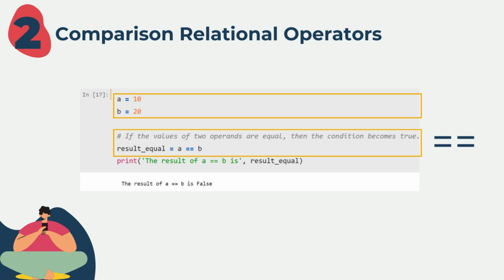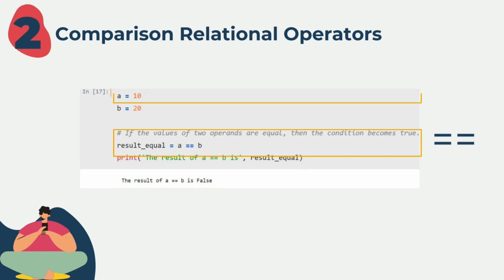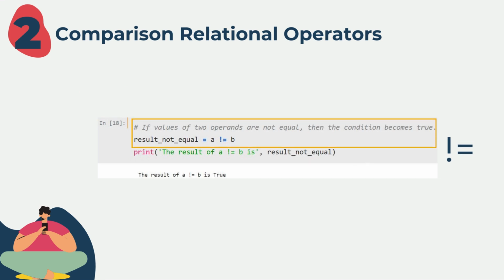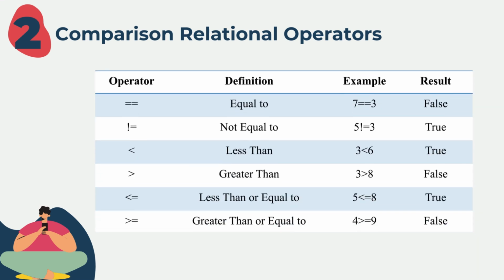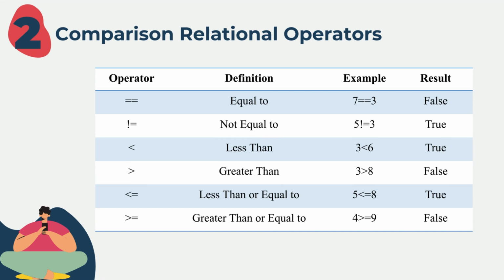The equal operator checks for equality, returning true if the values are equal and false otherwise. Moving on to the not equal operator between a and b. This operation checks if a is not equal to b, and the result is displayed. This operator returns true if the values are not equal, and false if they are. In addition to the equal and not equal operators, we have less than, greater than, less than or equal to, and greater than or equal to operators that are listed in the table below. These operators compare the values and return true or false based on the conditions.